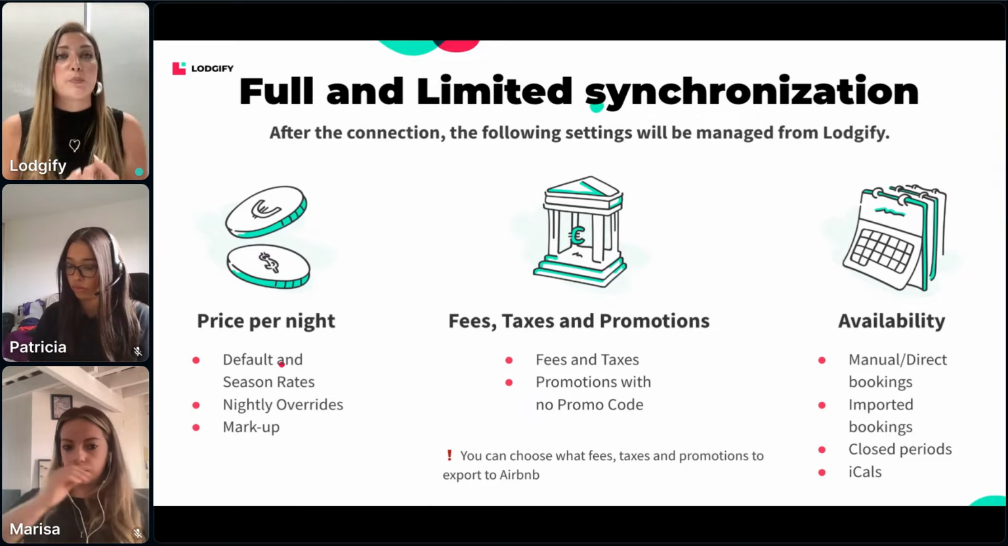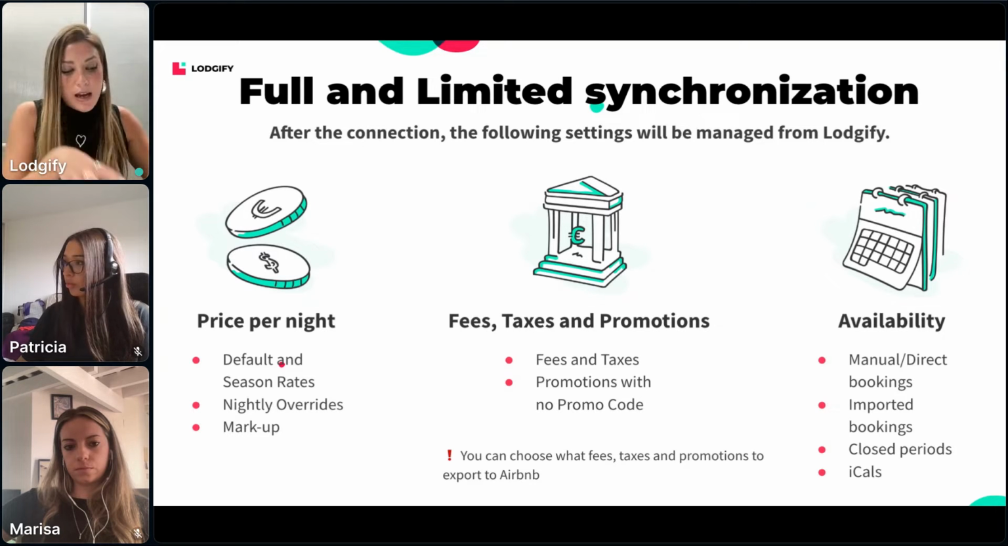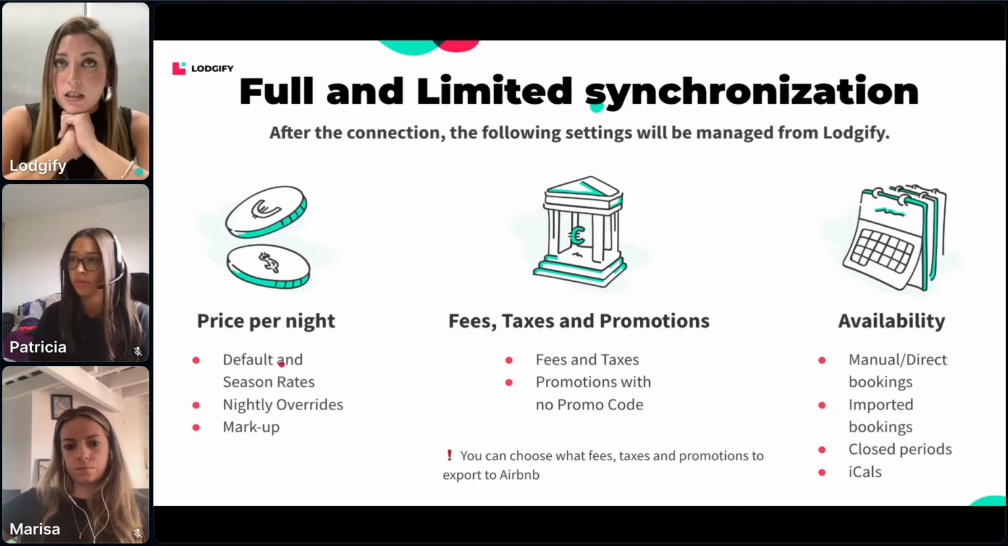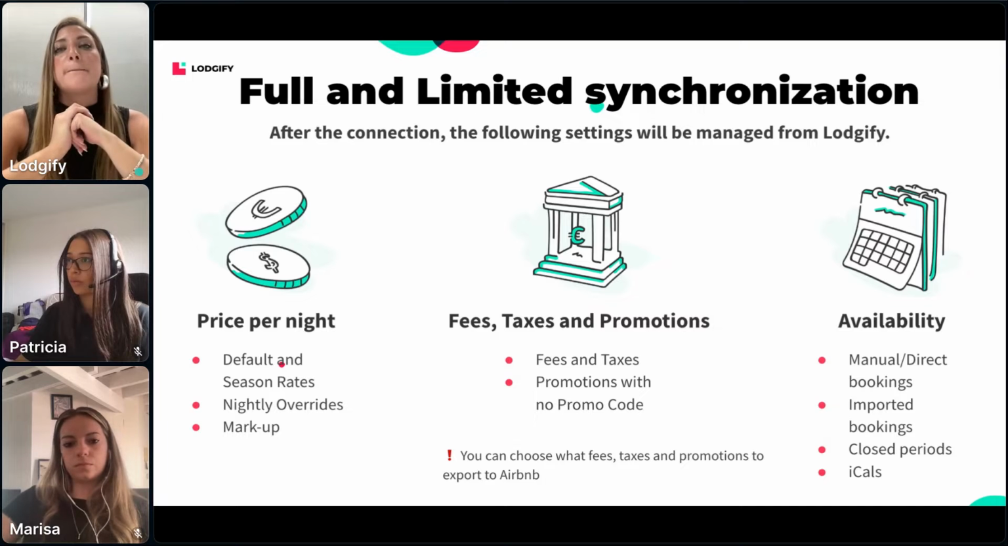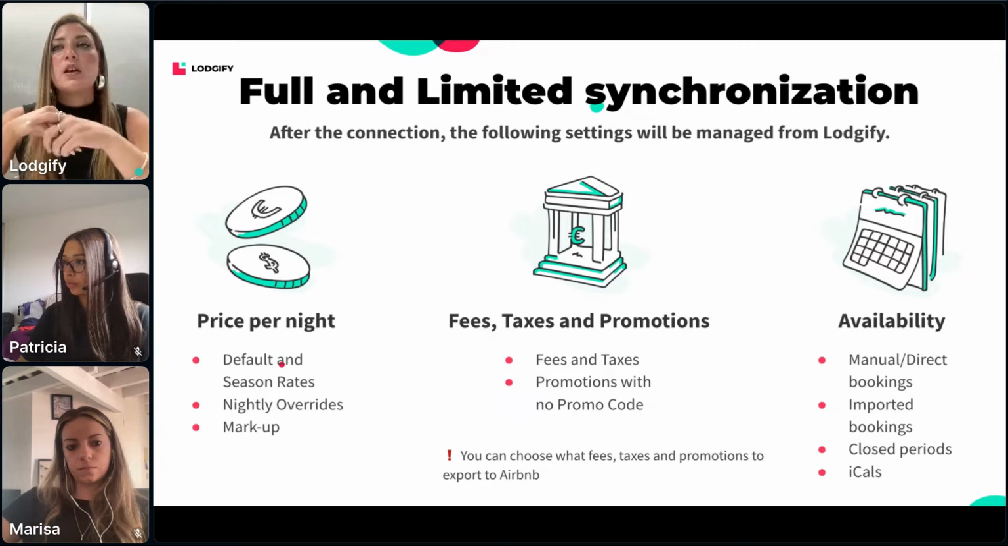These settings include the price per night that could come from a default or a season rate that you have configured for the rental in Lodgify, nightly overrides that you can configure on your calendar in Lodgify, and the markup, so the price increase from the price you configure in Lodgify to the price that we will be sending to Airbnb. Plus, both full and limited sync will include fees, taxes, and promotions that are also managed from Lodgify. There are a few specific settings that you have to keep in mind with fees and taxes. We will talk more about this later.